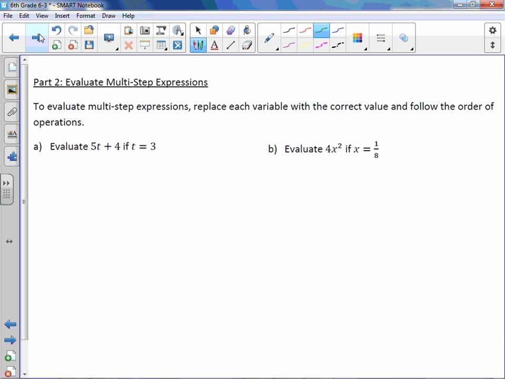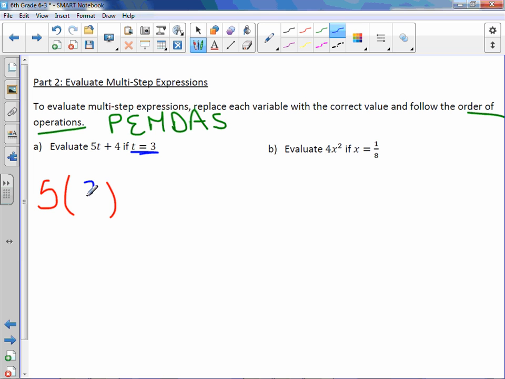To evaluate multi-step expressions, replace each variable with the correct value and follow the order of operations. And remember, that is PEMDAS. Please excuse my dear Aunt Sally. So evaluate 5t plus 4 if t equals 3. So 5 times 3 plus 4.